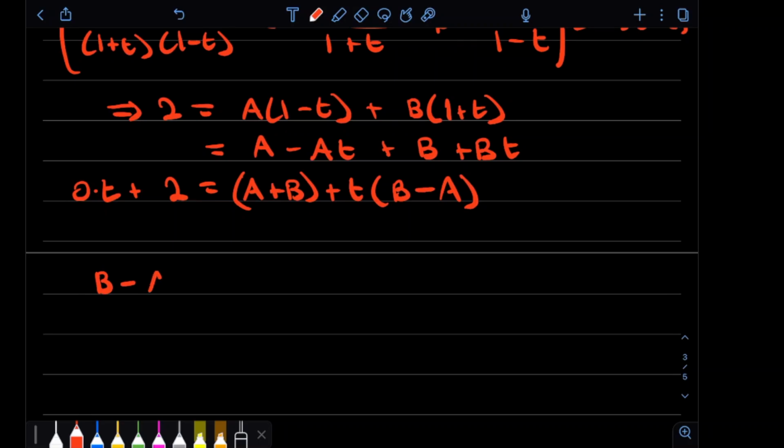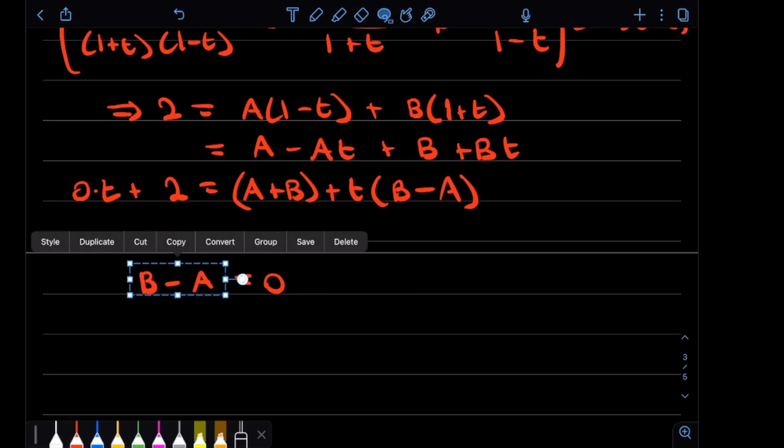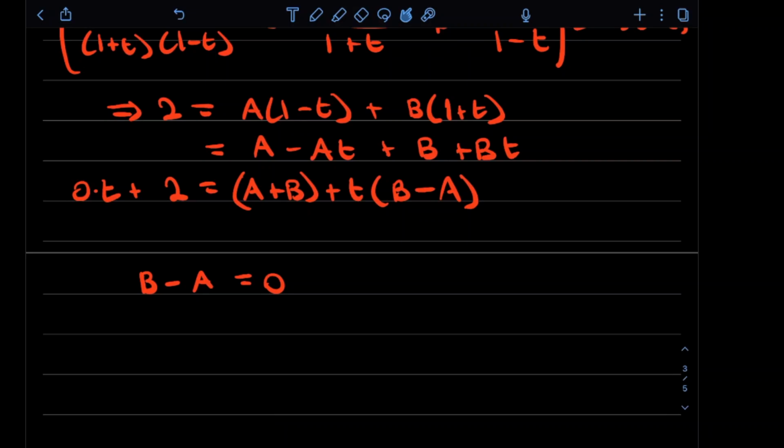That means that b minus a times t is equal to 0 times t. And obviously, we can always just cancel out the t. So we get that b minus a is equal to 0. And then these guys both don't have a t, so we can equate them too.